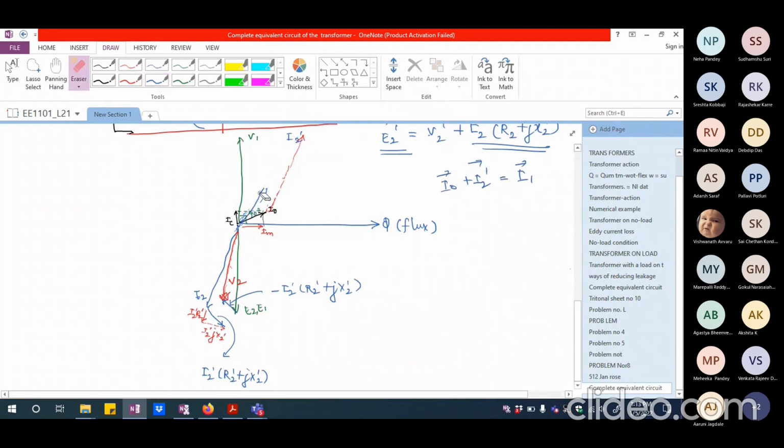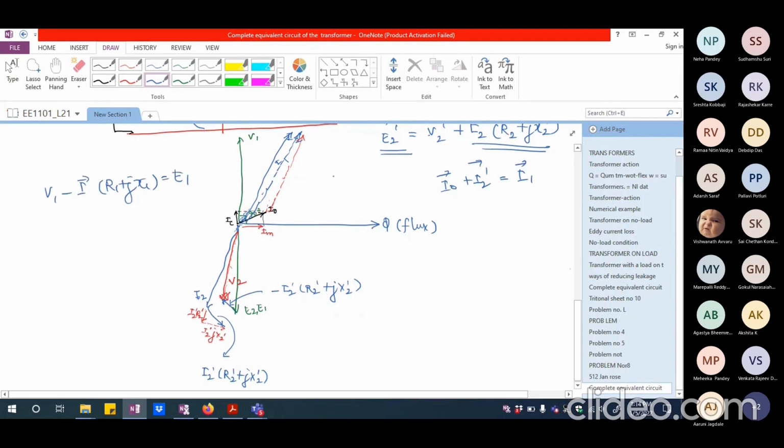It doesn't matter if it gets erased. Let me erase this and draw I2 dash here again. And when I add these two together, I am getting some current like this. This is what is I1. Now that I have I1, I can subtract I1 R1 plus I1 JX1 from my V1, which will give me E1. Please remember, V1 minus I1 multiplied by R1 plus JX1 will give me E1.